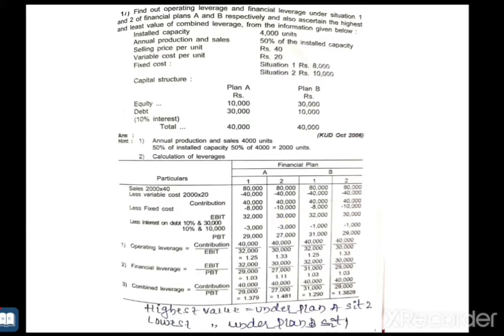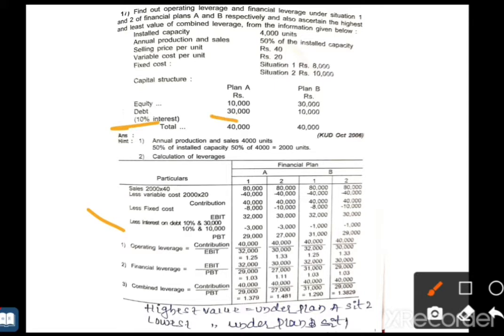To be clear, next we deduct interest. They have already given the 10% rate of interest. The debt in plan A is 30,000 and in plan B it is 10,000. So when calculating plan A, the total amount is 30,000 into 10%. We will get 3,000 in situation 1, and again 3,000 in situation 2, because plan A debt is 30,000 and the rate of interest is also 10%. So for all situations in plan A the same interest will be applicable. Only fixed cost changes, but the remaining remains the same.